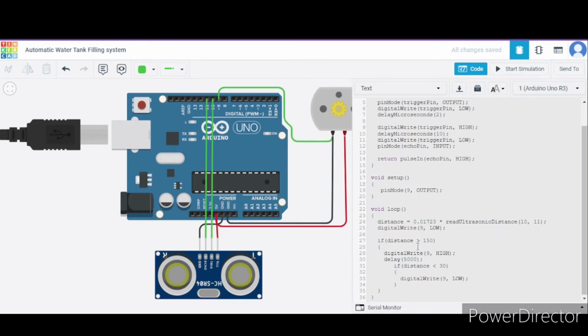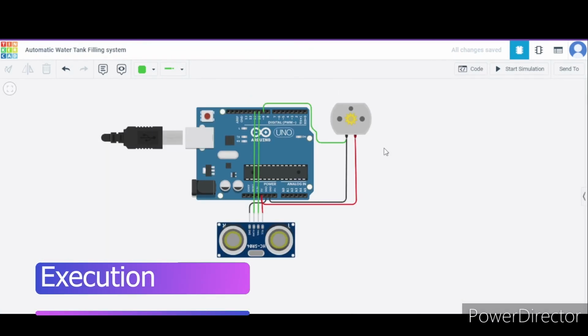Now, if the distance is greater than 150 centimeters, meaning the water level is 150 centimeters far away from the sensor, the motor will rotate for 5 seconds. And if the water level rises to less than 30 centimeters, the motor will not rotate. So in this way it will work.